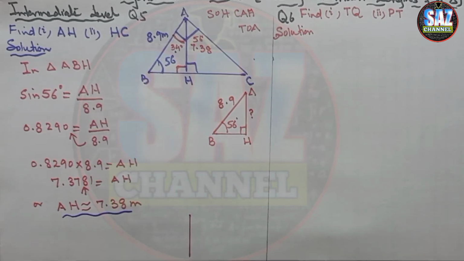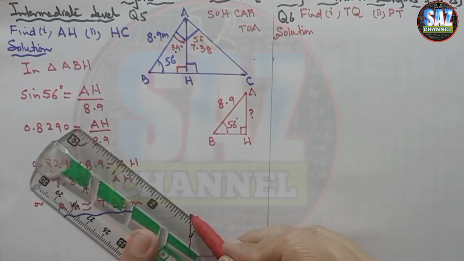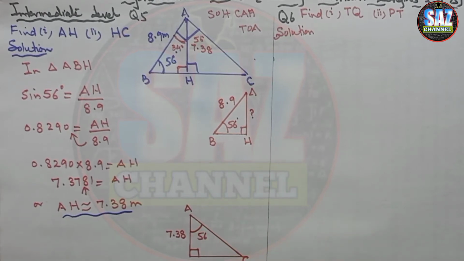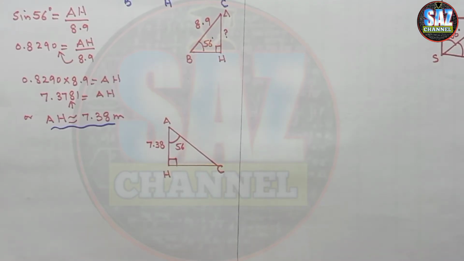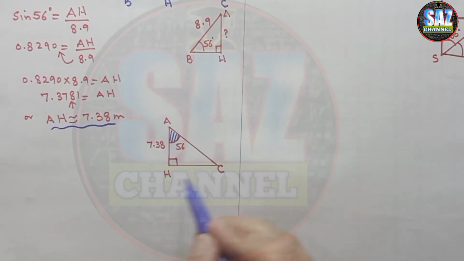In triangle AHC, please make the diagrams so that the examiner can understand your working easily. This is A, this is H, and this is 7.38 that we have just calculated, which is the common height of both the triangles, and this is 56 degrees, this is 90 degrees. Now with reference to the 56 degrees angle, we can see that 7.38 is adjacent, and HC, which is the requirement of the question, is opposite.